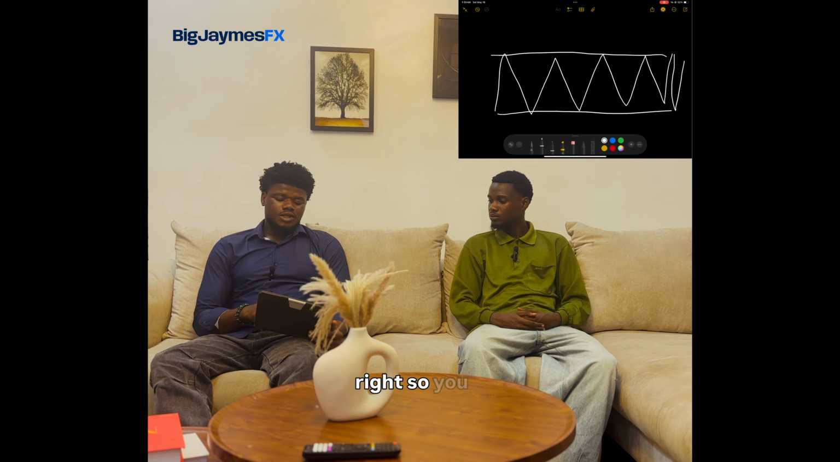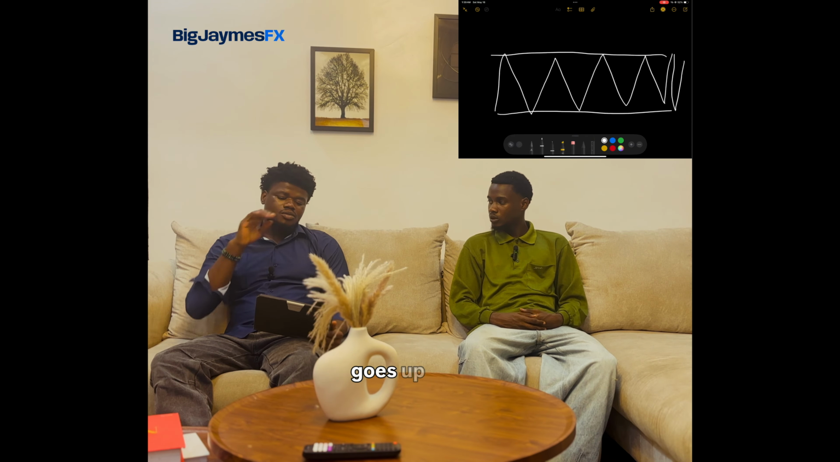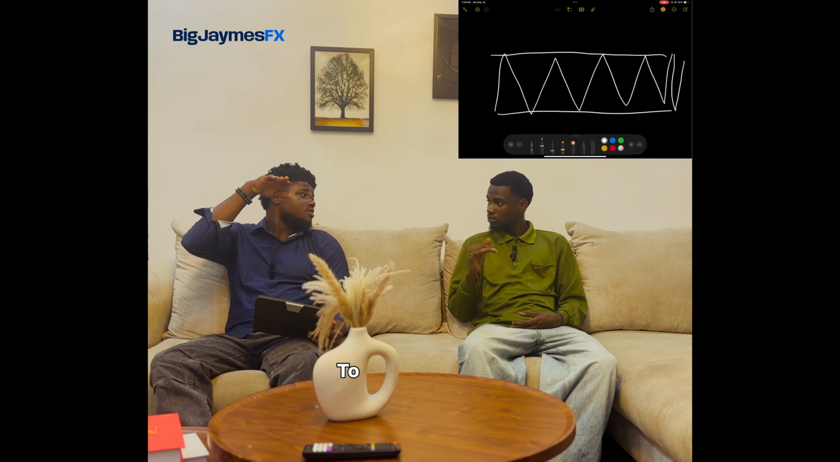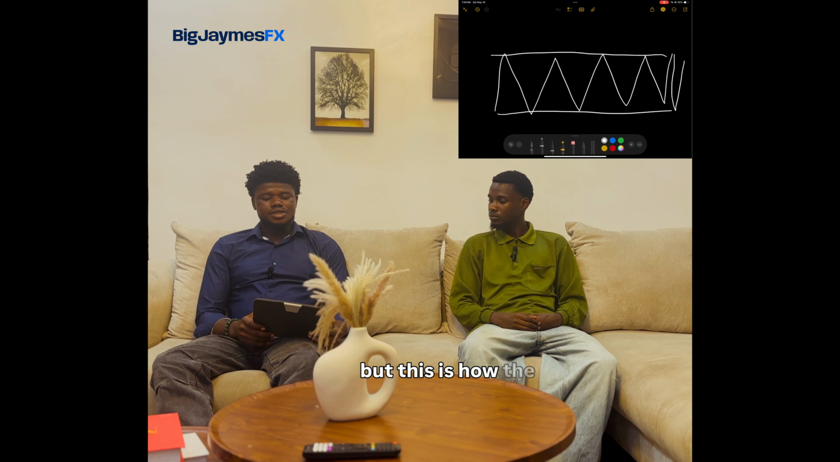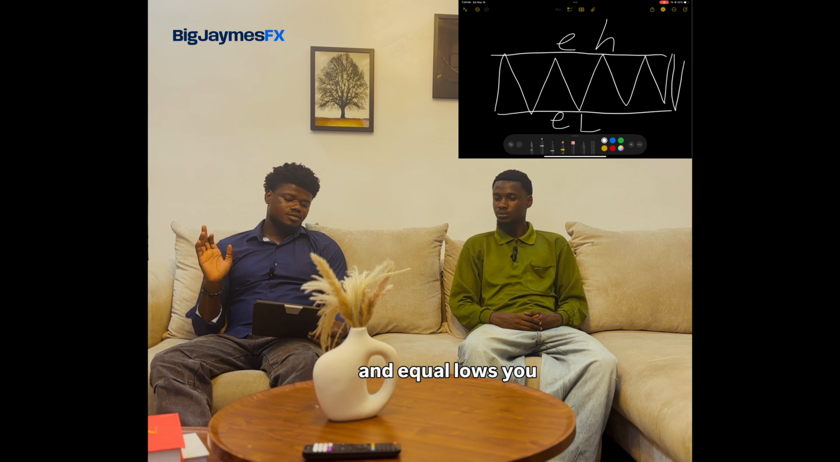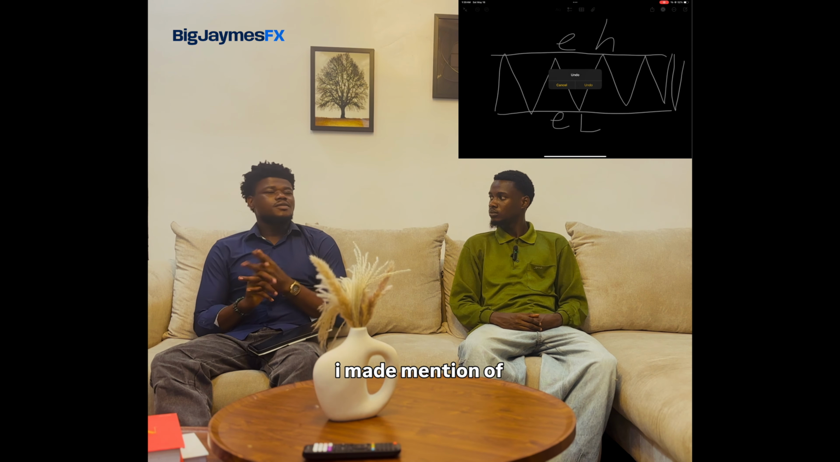Alright, so you can see the formation of the market. Once it comes down, it goes up to that level. Once it goes to that level, what you do is probably sell from there, come down and buy from there. So this is a ranging market. It creates a series of equal highs and equal lows. Do you understand?